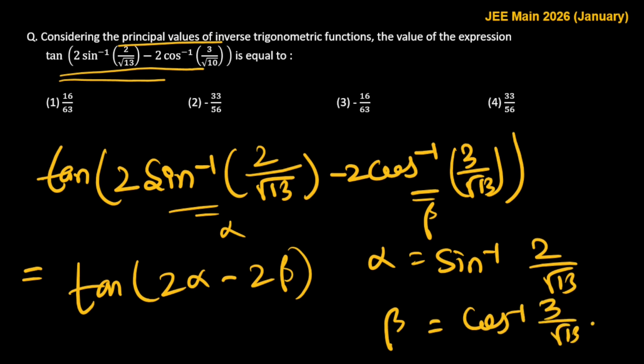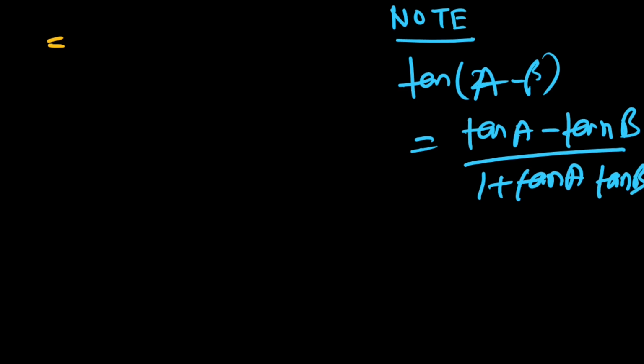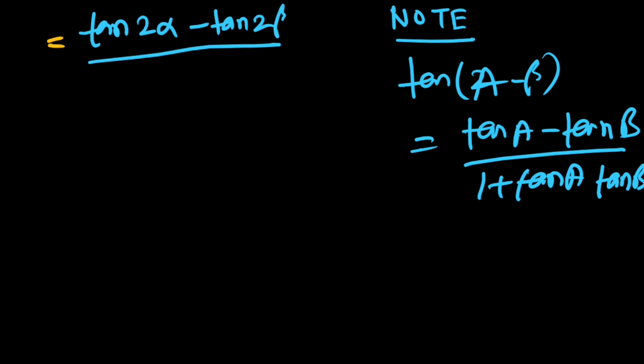So now we find the value of tan of 2 alpha minus 2 beta. Here we note a formula: tan of a minus b is tan a minus tan b over 1 plus tan a tan b. So we use the formula here, where a is 2 alpha and b is 2 beta. Therefore this formula is tan of 2 alpha minus tan of 2 beta over 1 plus tan 2 alpha tan 2 beta.